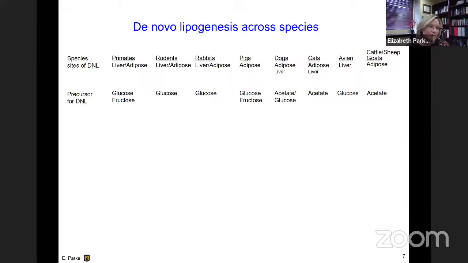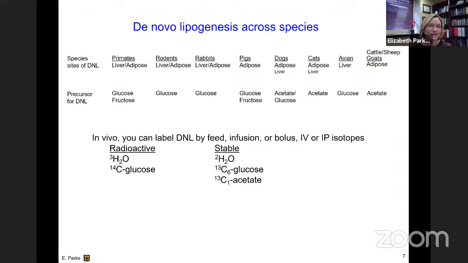In birds, most lipogenesis happens in the liver, and their diets are coming from starch. And then in cattle, sheep, and goats, we've got fermenters, and acetate provides the source of carbons for fatty acid synthesis. We can label this pathway of de novo lipogenesis with isotopes by feeding them, infusing them, giving them as a bolus, IV or IP as well. For years, radioactive water and carbon-14 glucose have been used to track this pathway.